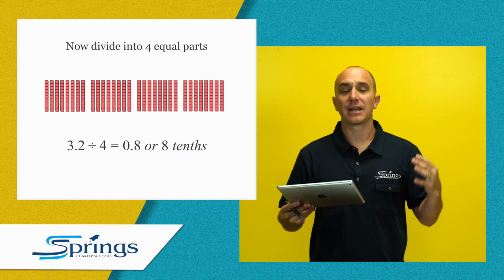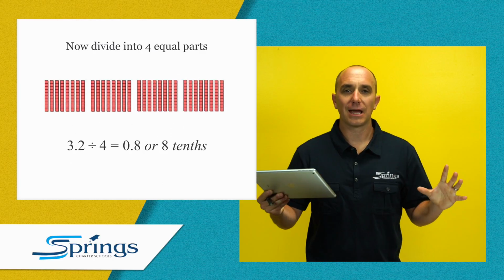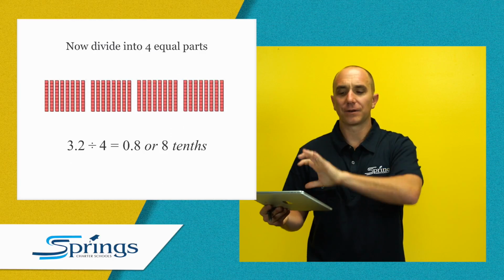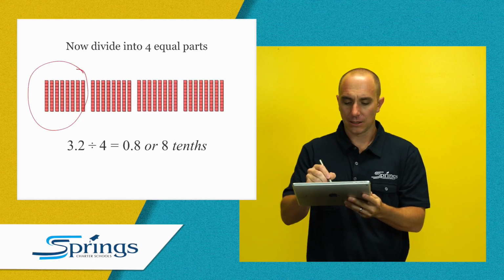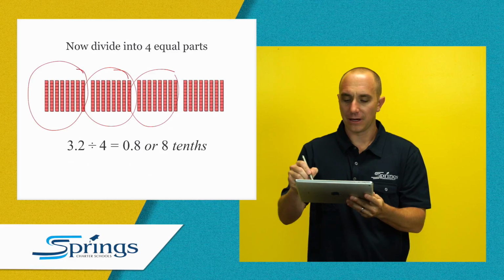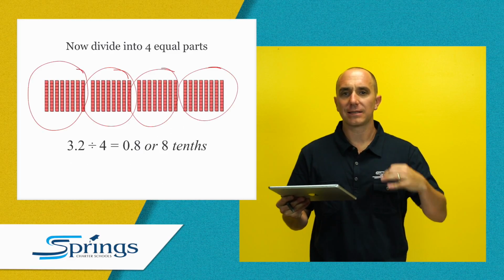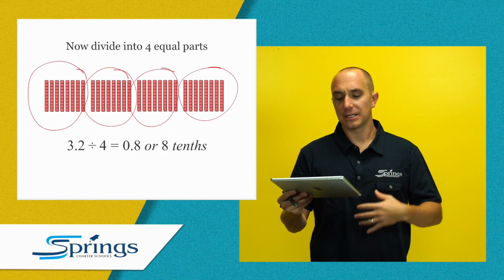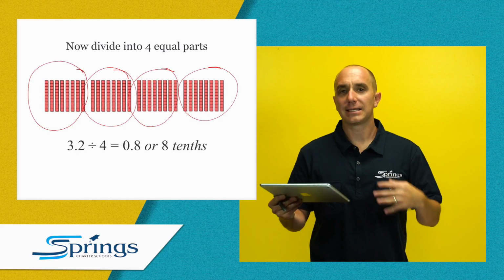Okay, so now we're going to divide them into equal parts. With this, you would just take all of those tenths and put them into different groups. So you can see here I have 1 group of 8, 2 groups of 8, 3 groups of 8, 4 equal groups of 8. Since I have 4 equal groups of 8/10, my answer is 8/10. So 3 and 2/10 divided by 4 is 8/10.